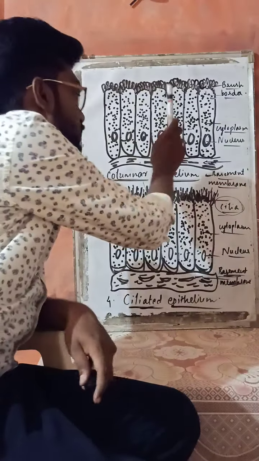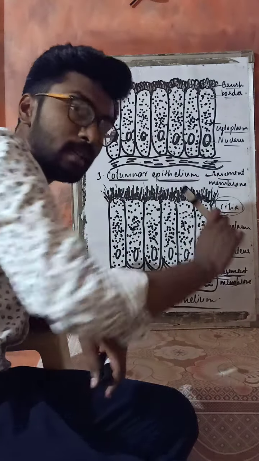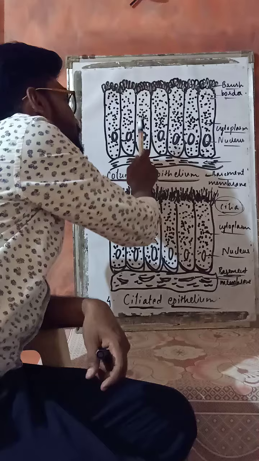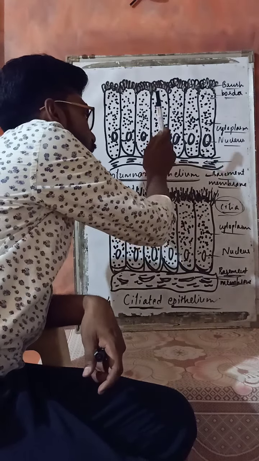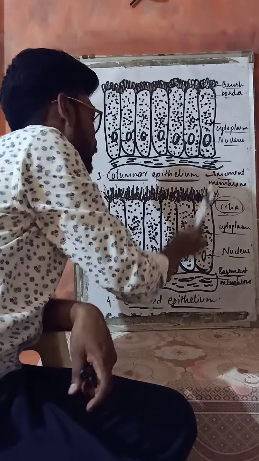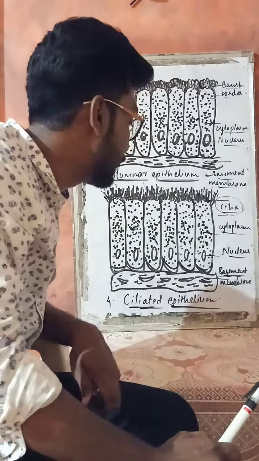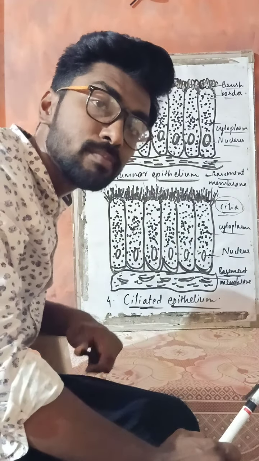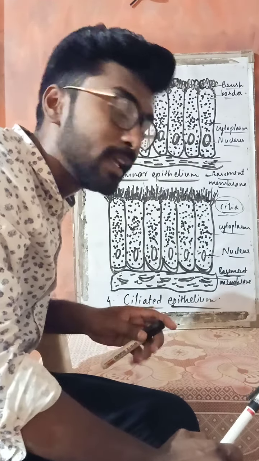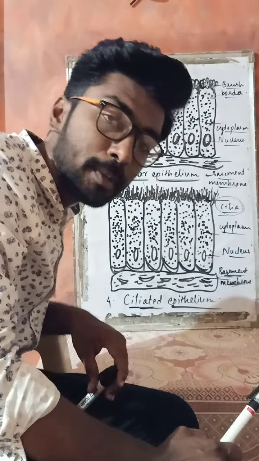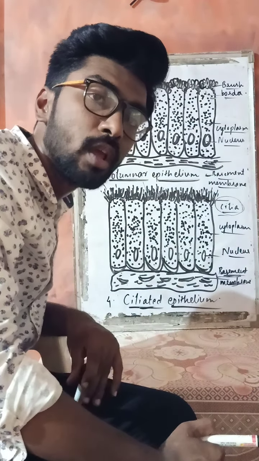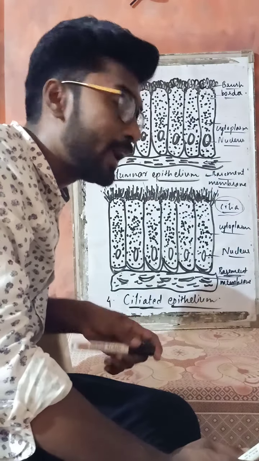Okay, so this was columnar epithelium, and this is ciliated epithelium. Location of columnar epithelium: inner lining of stomach, small intestine and gallbladder. Where is ciliated epithelium present? It is present in the inner lining of the trachea, fallopian tube or oviduct, lungs, correct, bronchiole, etc.